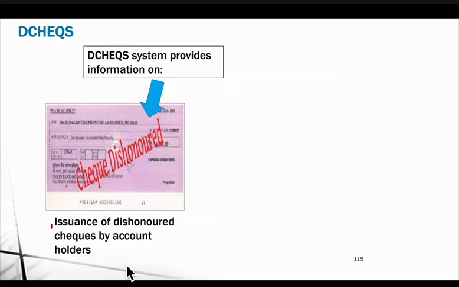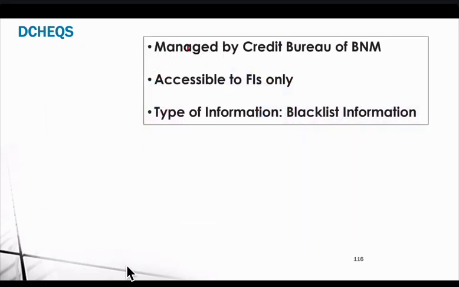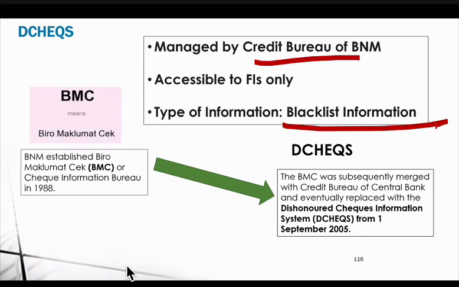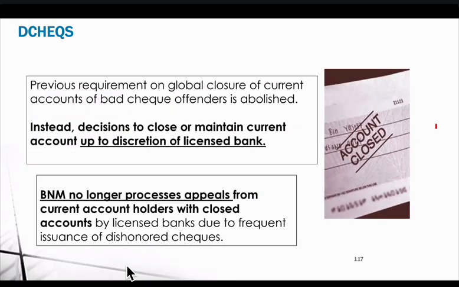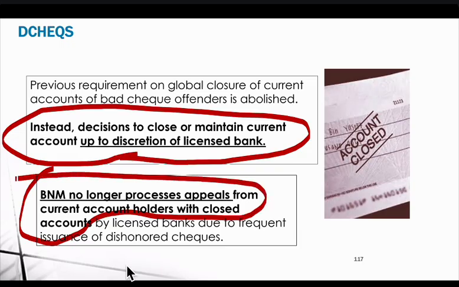D-checks gives information on dishonored checks by account holders and whether the current account is closed or a checking account. It's also managed by the same department that manages CCRIS, the credit bureau. So this one here is a blacklist. BMC was established back in 88, but it's now taken over by the D-check system. It used to be Bank Negara that decided whether to close or appeal, but now they leave it up to the individual banks to decide whether you want to close the account, whether you want to process the appeal. Bank Negara no longer processes it anymore.